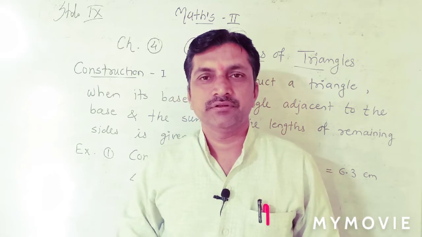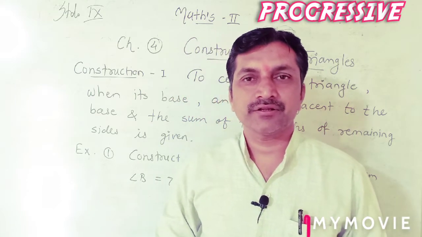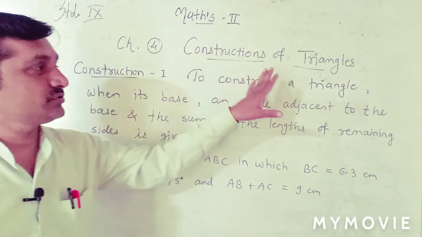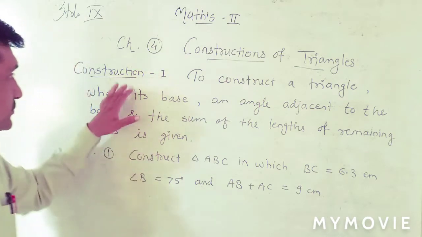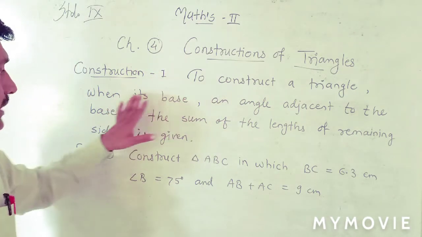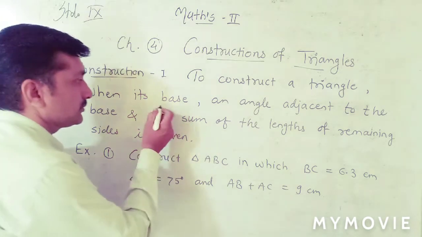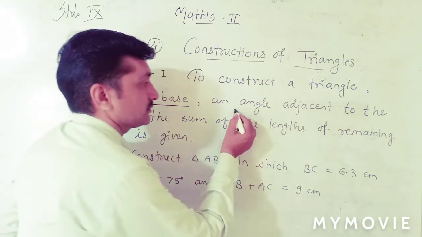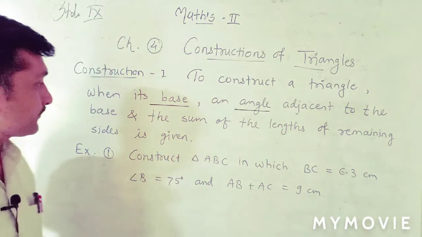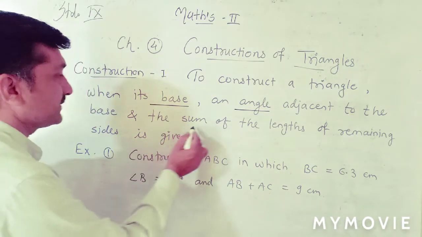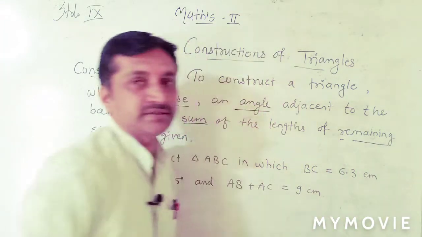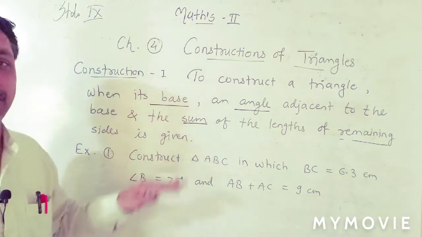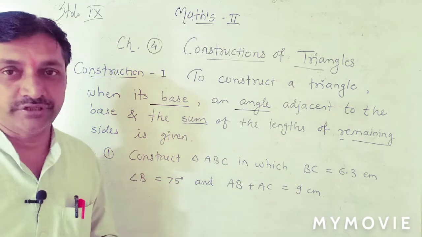Welcome to my channel. Dear friends, today we are starting new chapter number 4 of Maths 2 of 9th standard, constructions of triangle. Here the first construction is to construct a triangle when its base is given, an angle adjacent to the base is given, and the sum of the lengths of the remaining two sides is given. If such a condition is there, then how to construct, we are going to study in this video.